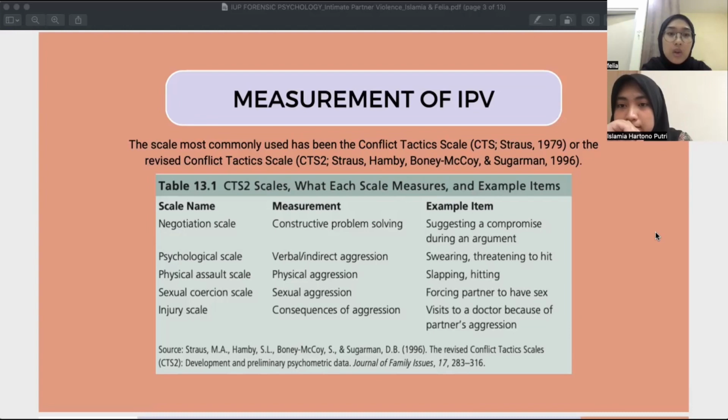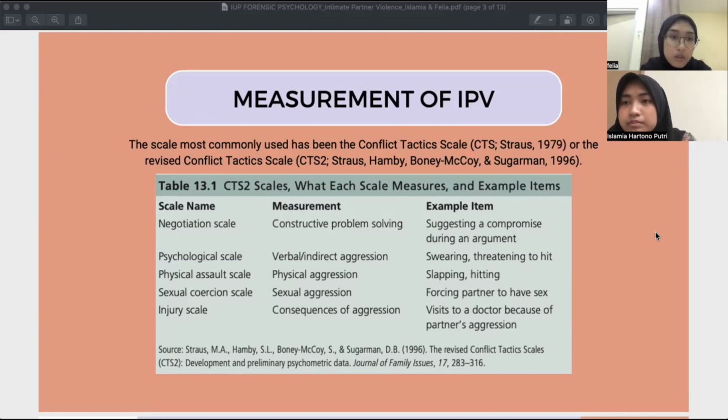Firstly, there is the negotiation scale, which measures constructive problem solving, and an example item is suggesting a compromise during an argument. Next, there is the psychological scale, which measures verbal or indirect aggression, and the example items are swearing and threatening to hit. Next, there is the physical assault scale, which measures physical aggression, and the example items are slapping and hitting.